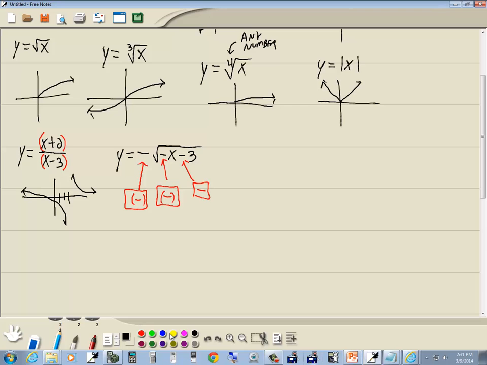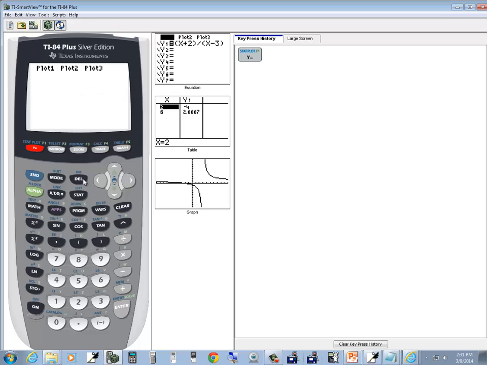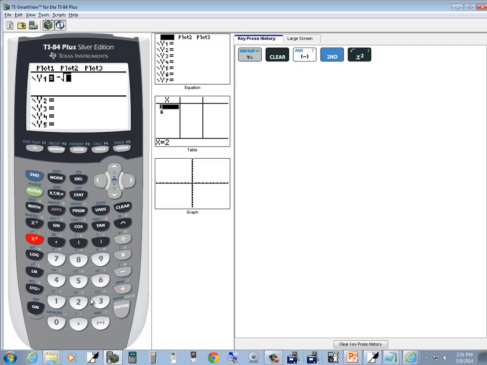Now other than that, you just type it in as you see it. So I'll press y equals, clear, put in a negative, square root, so I do second x squared, and then negative x minus 3, and I'll press my right arrow key to get it out of the radical, and then press graph.